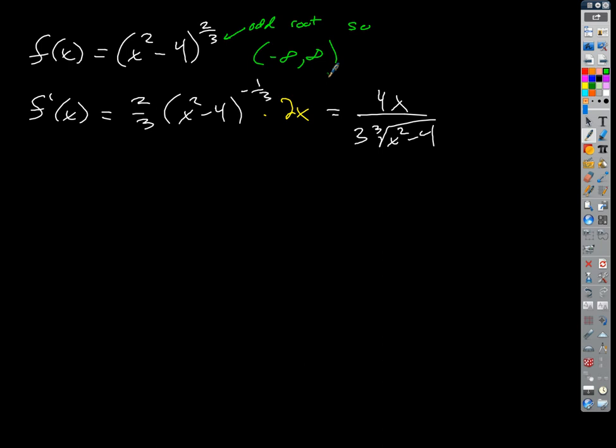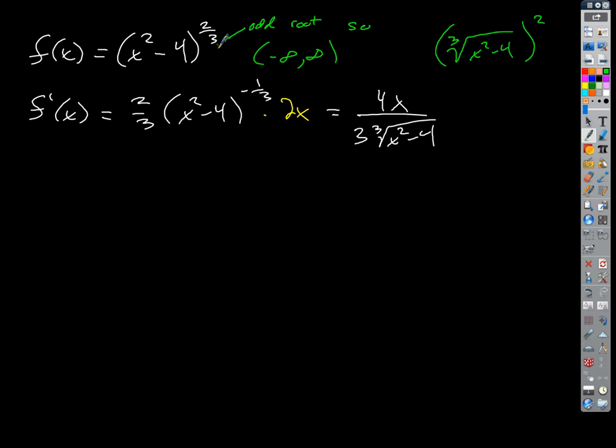If I wrote this in radical form, it's written as a rational exponent now, but if I wrote that in radical form, it would be the cube root of (x squared minus 4) squared, right? Because the 2 on the top goes there, and this is just the index of the radical, right? And so because it's a cube root, we're fine.